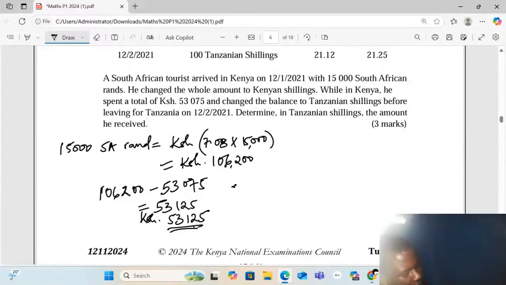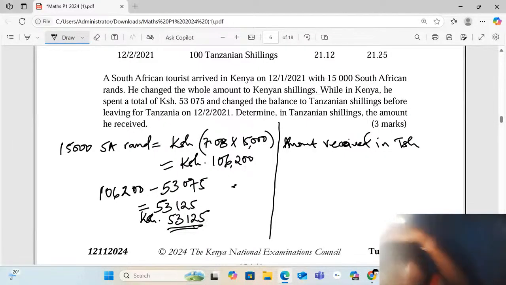Now we convert this amount to Tanzanian shillings. The amount received in Tanzanian shillings will be, so they are saying 100 Tanzanian shillings. Now the bank is going to, we're going to use the selling column.